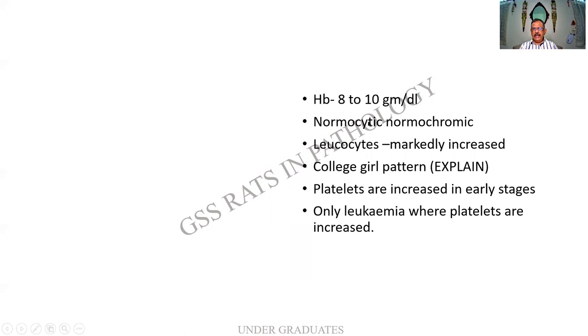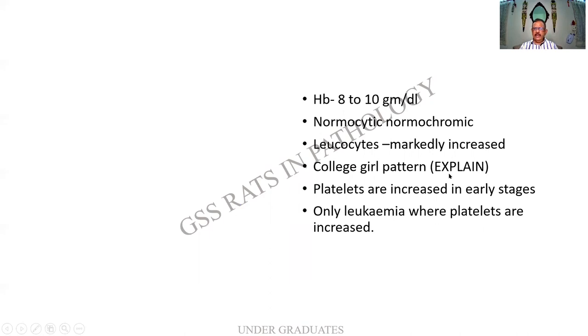In the peripheral blood, I will be able to see a mild anemia, 8 to 10 grams in the early stages, and it is a normocytic normochromic anemia. The leukocytes are markedly increased and we call it a college girl pattern. The platelets are also increased in the early stages because it is a stem cell disorder. And it is the only leukemia where platelets are increased.